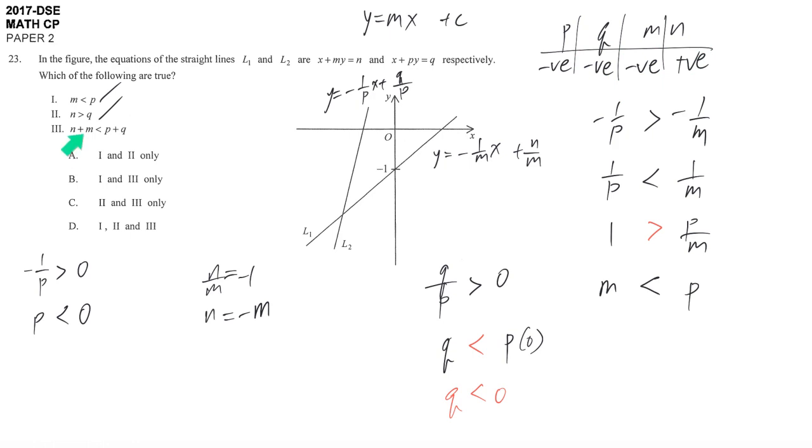The last one is about n plus m compared with p plus q. So n plus m, because we know n is negative m, so negative m plus m is 0. That means they are asking you, is p plus q larger than 0 or smaller than 0? Then we look at p and q. p and q are both negative values, so if we add them together, the sum should be negative also. But they say this is larger than 0, so this is not the same as our condition here. That's why the third statement is wrong. p plus q should be smaller than 0.